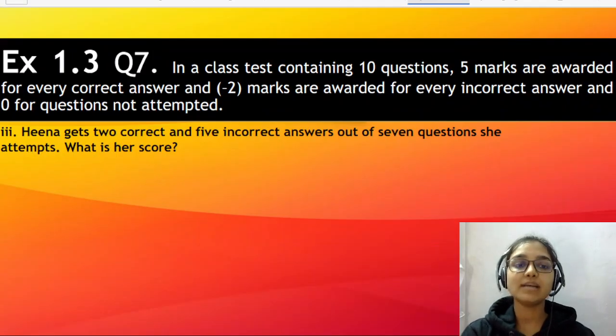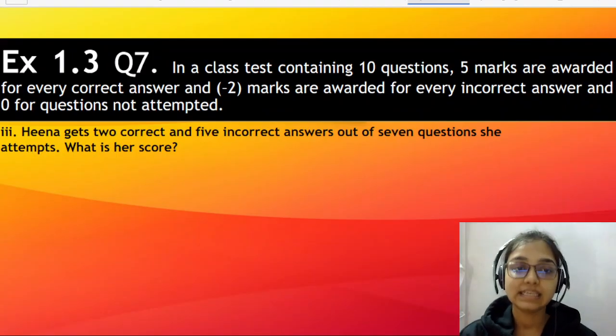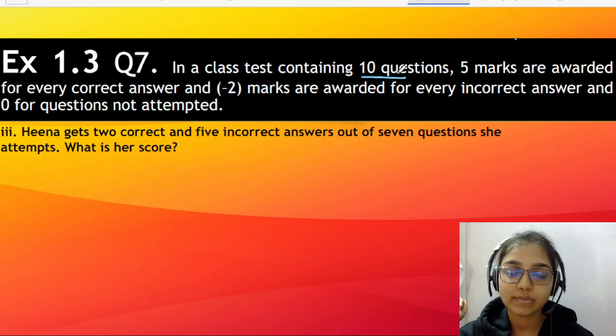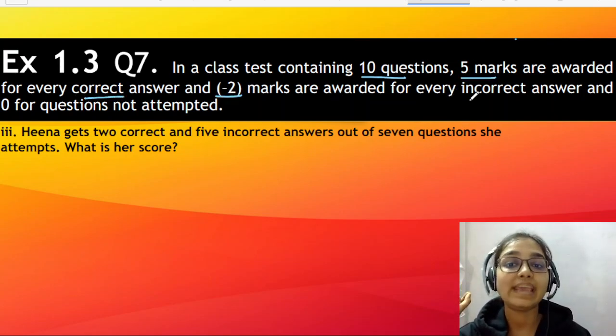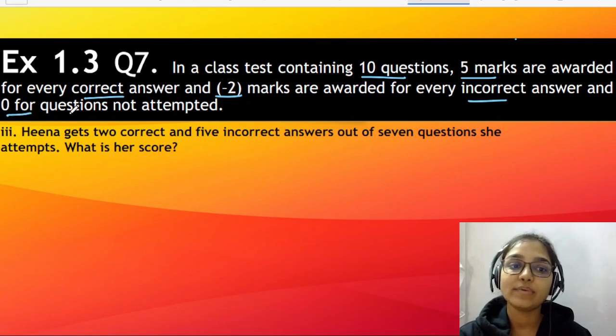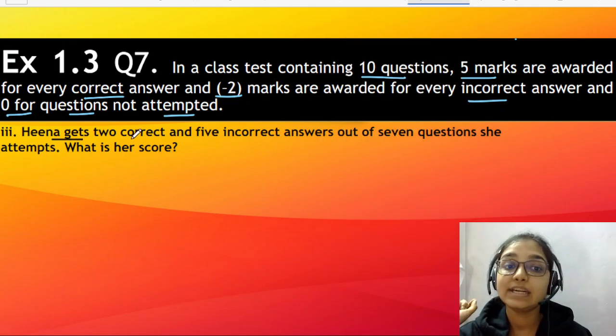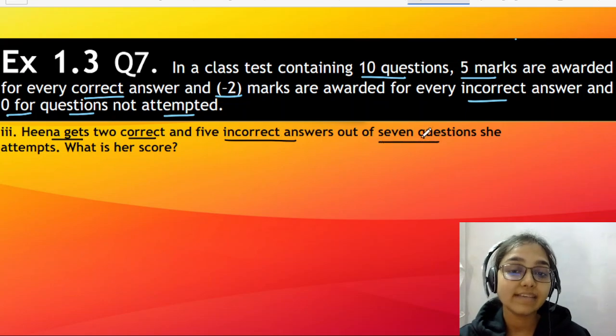Okay, so here comes question number 3. Same question, question number 7. This is the third sub part for the same question that we have started with. Again, 10 questions were there. 5 marks for correct answer, minus 2 for incorrect answer, 0 for the questions not attempted. Let's see what the third question is asking over here. Hina gets 2 correct and 5 incorrect answers out of 7 questions she attempts, what is her score?